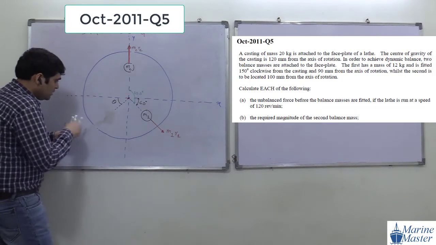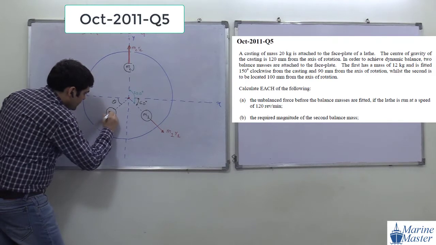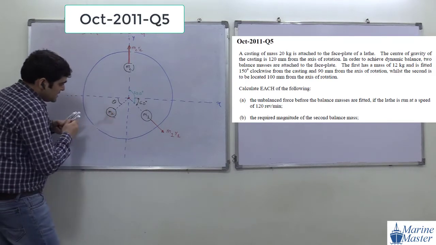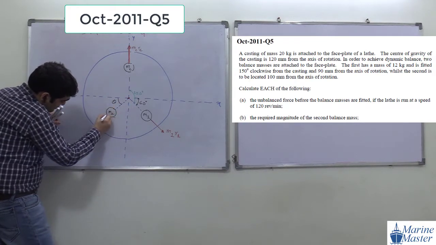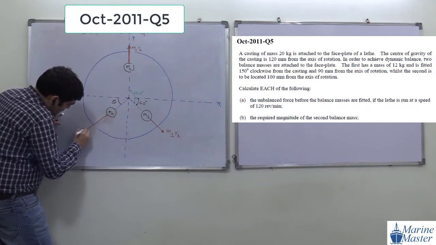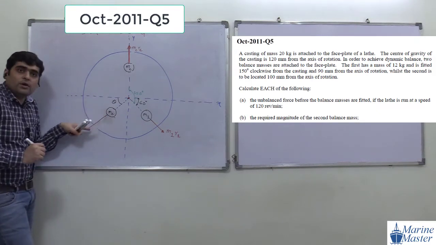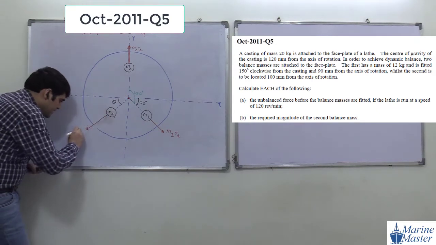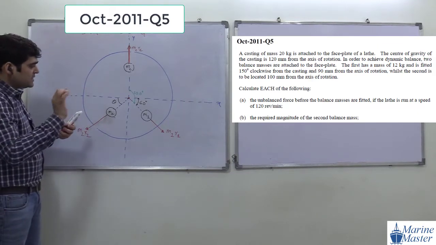If you are not liking it, I am going to draw it properly. This is our m2 mass, and the centrifugal force, same line radially outward. What about this force? This will be m2 r2. Okay, good.